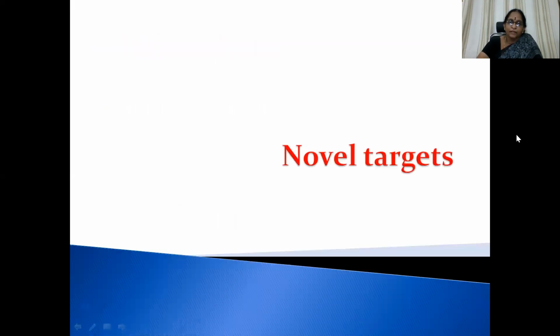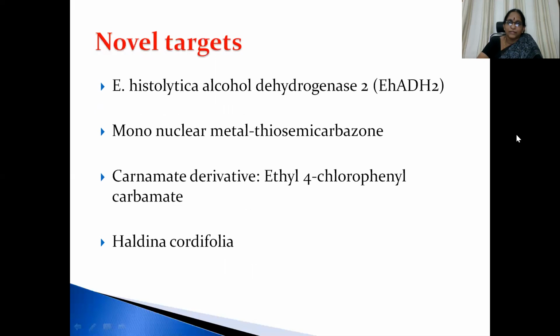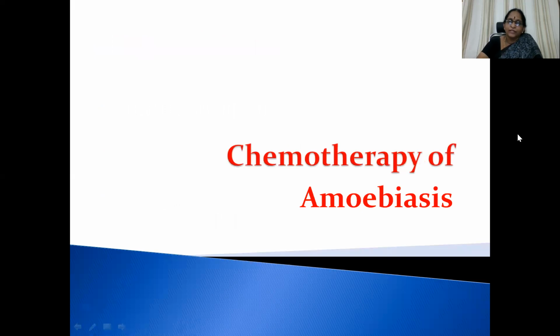Okay. Then novel targets. What are the novel targets that we do have? That is Entamoeba histolytica alcohol dehydrogenase 2 and mononuclear metal thiosemicarbazone, carbamide derivative ethyl 4-chlorophenyl carbamate, and Holarrhena antidysenterica. So these are the novel targets.